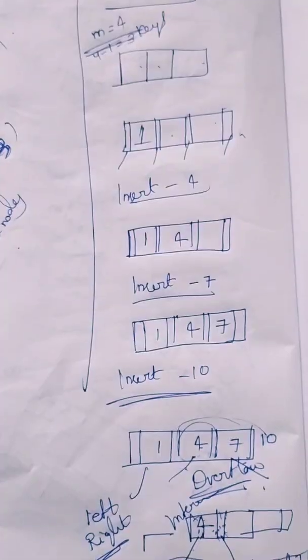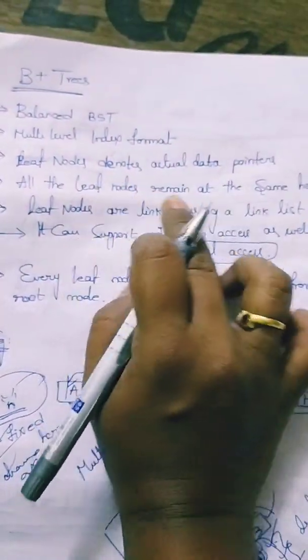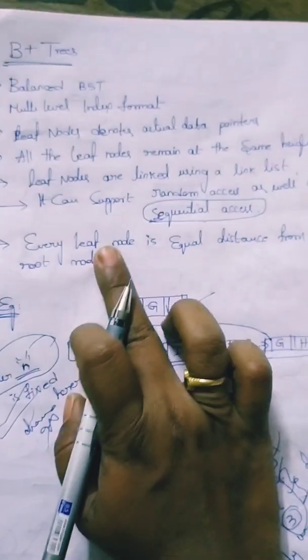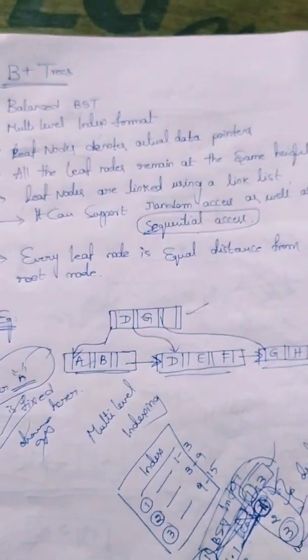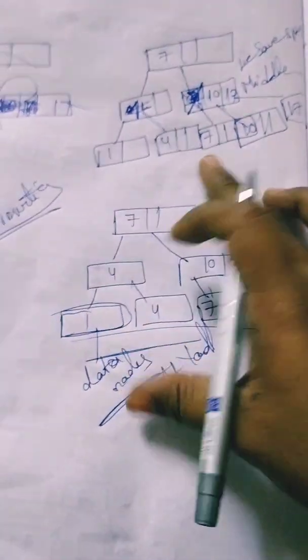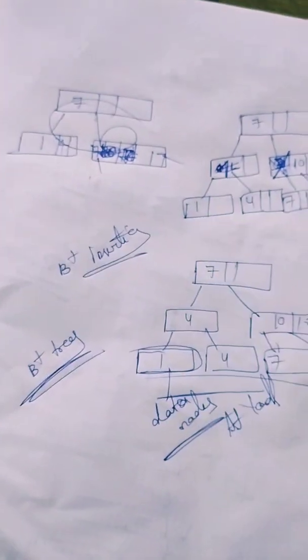And we also have the property that leaf nodes are linked, all the leaf nodes remain at the same height, and every leaf node is at equal distance from the root node. So we have to check whether this property is satisfied or not. Likewise the B plus tree creation goes on. This is all about B plus tree.